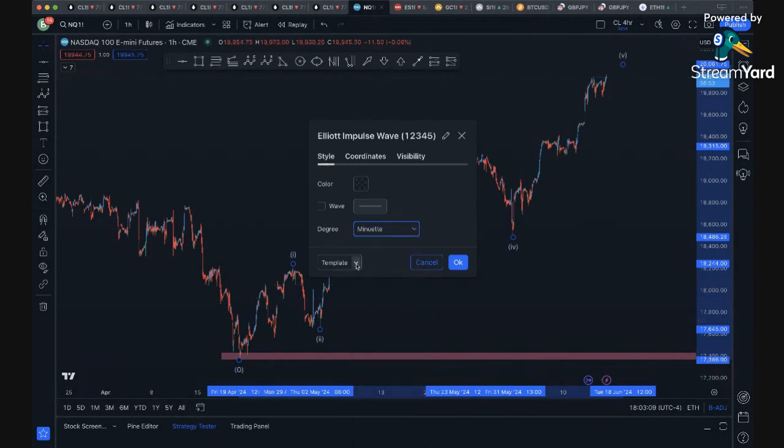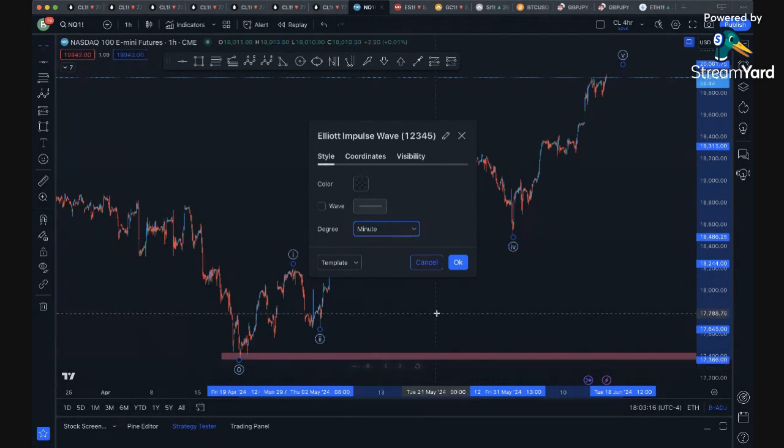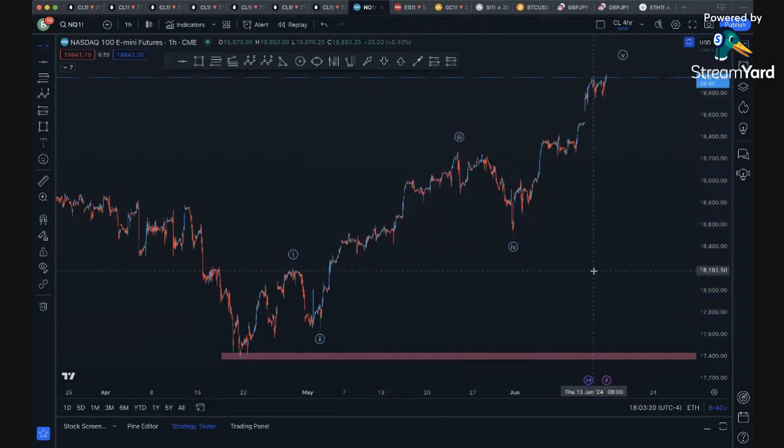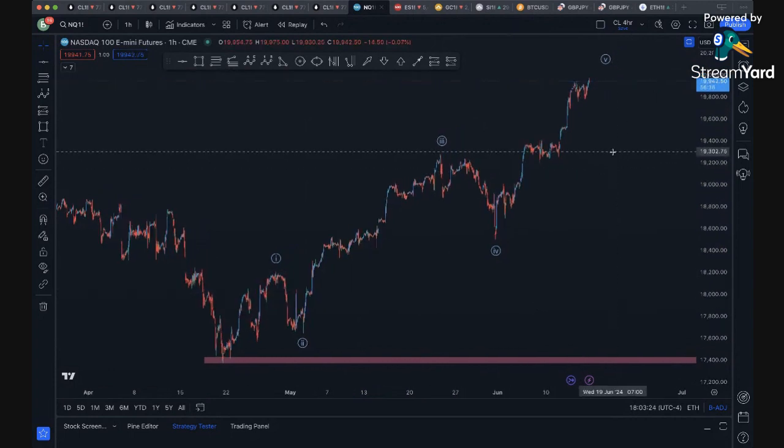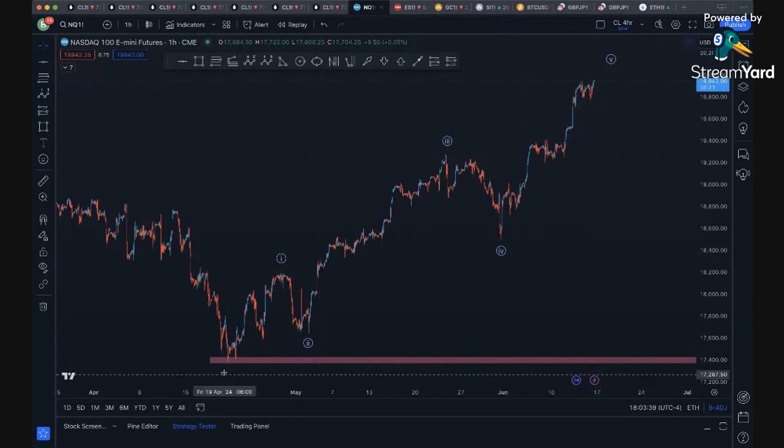So as far as degrees go, I'm not really sure what degree I would make this. Just to keep it simple, I'm going to use the minute degree here. And then, because Elliott wave understands that the universe is a fractal, Fibonacci plus fractal can give you a lot of good insight about price waves. In this case, fractal means self-similar at scale in Elliott wave terms.